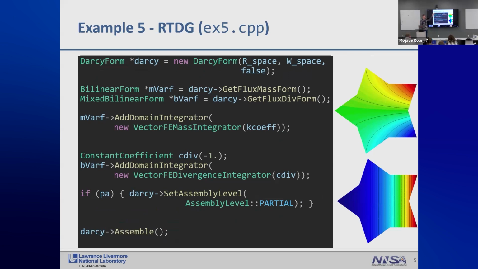Basically, example 5 from MFEM, which is the Darcy problem, now rewritten with this DarcyForm. So the usage is really simple. You just obtain these few linear forms, and then you add the integrators like you are used to. Optionally, you may also specify the assembly level, as the DarcyForm supports also partial assembly. Then you do assemble normally.